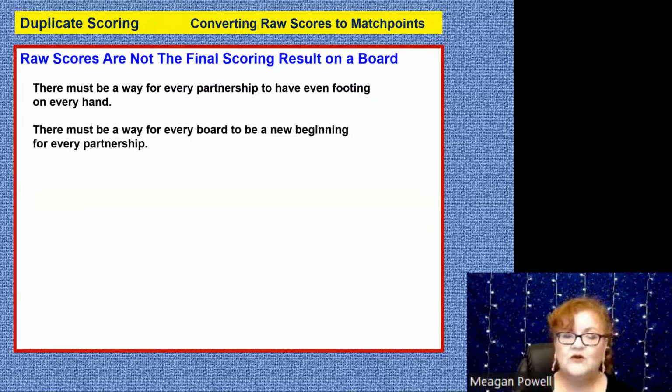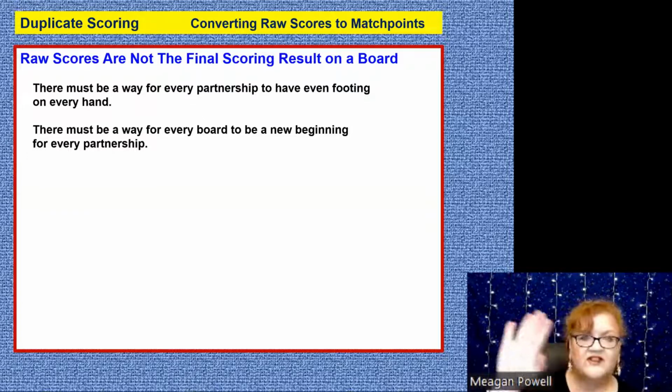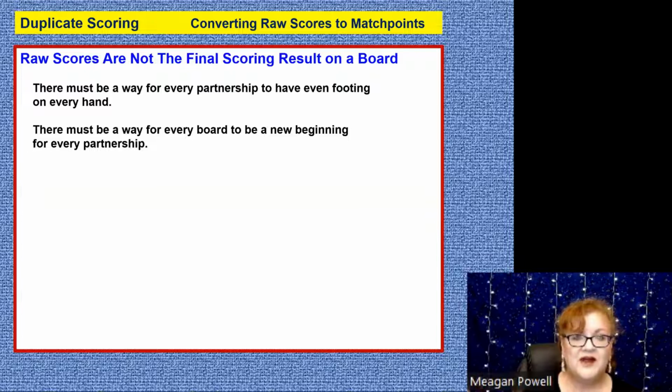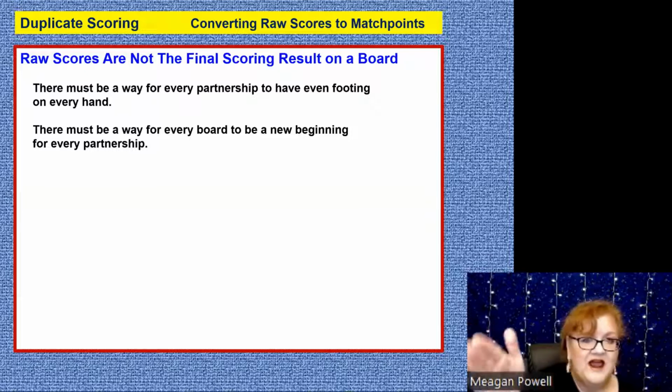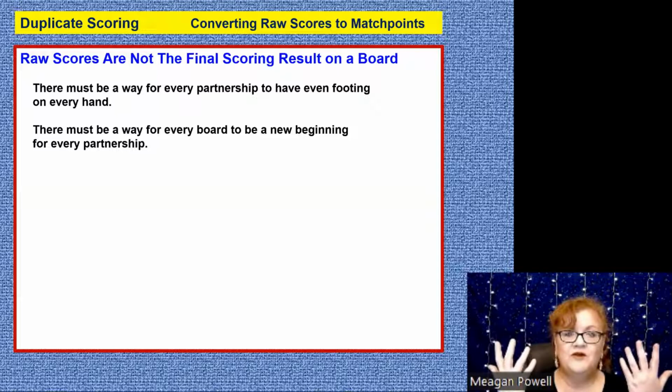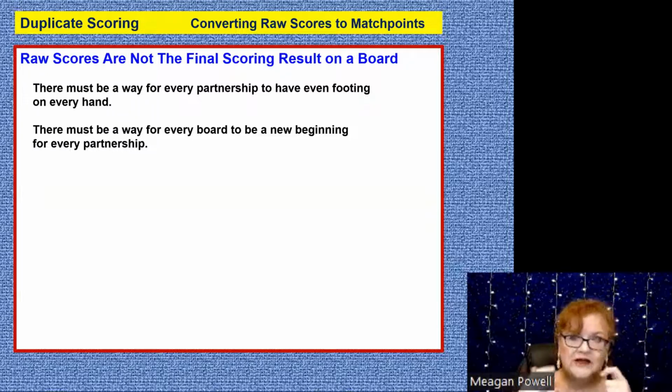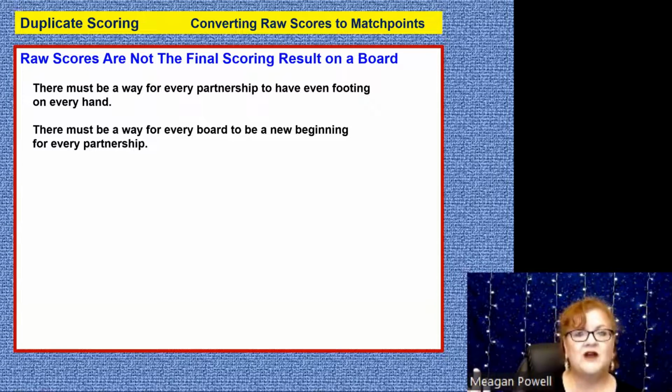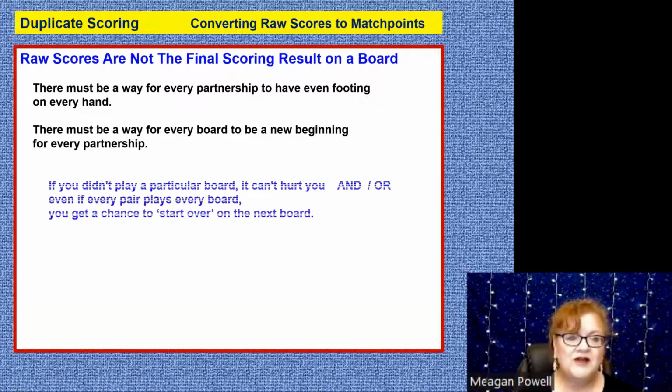Well, that's not really fair. If those tables over there got to bid and play and earn 1,430 points on that board, but it never came as far as your table in a live bridge club, well, that wouldn't be fair. So you're really only compared against the other tables who play exactly the same boards you play. You are never even considered on the boards you never got. So if you didn't play a particular board, it can't hurt you.